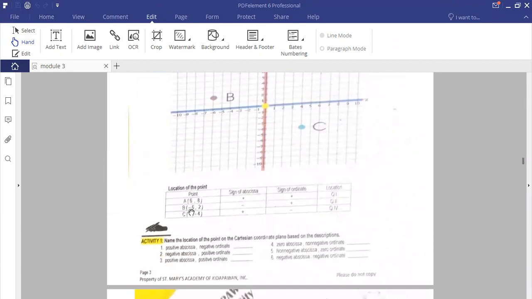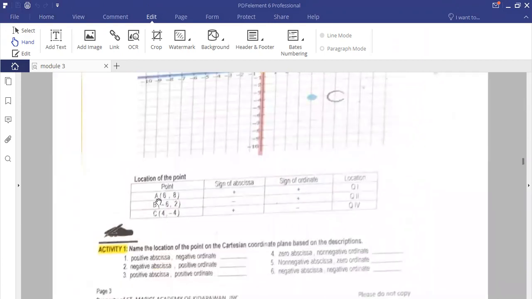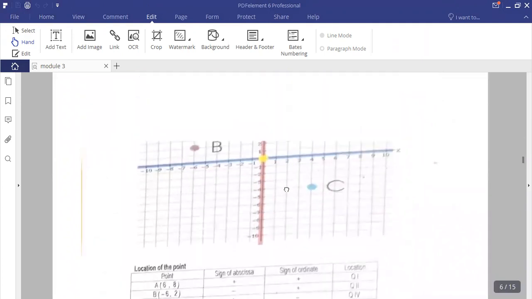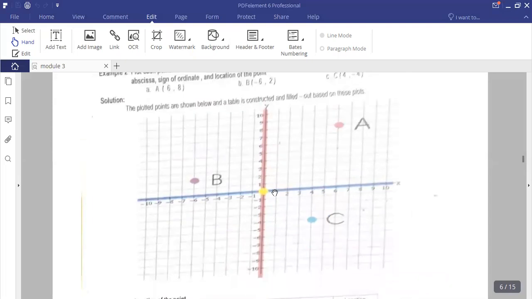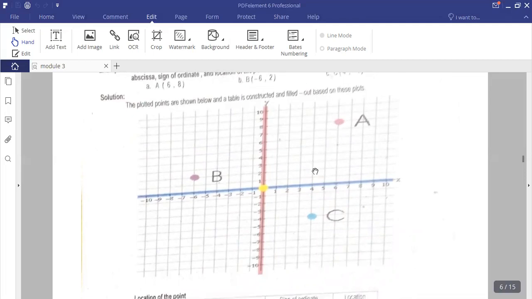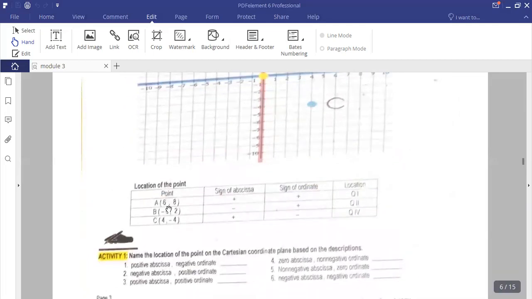So, for example here, point A, which is located here, this point A, right? 6 and 8. So 1, 2, 3, 4, 5, 6, 6 here and 8 in the y-axis. So let's meet there. And we have point A. This is point A, okay? So it says here in the graph, point A is 6 and 8, located on the x coordinate of 6 and y coordinate of 8. So it is located at 6 and 8.